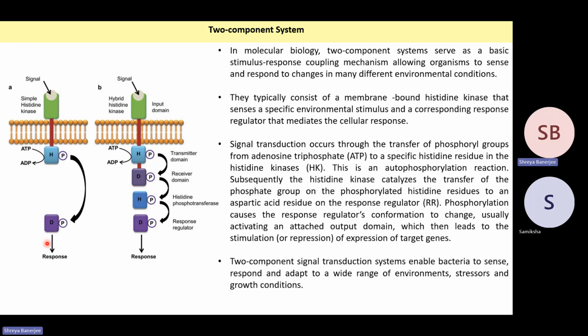Now, this aspartic acid is attached to a response regulator or RR. And once the phosphate group is transferred, then the organism has a response. So basically, that is how the signal is received, and through transfer of phosphate groups, a response is triggered in the organism. Such kinds of two component signal transduction systems enable bacteria to sense, respond, and adapt to a wide range of environments, stressors, and growth conditions.